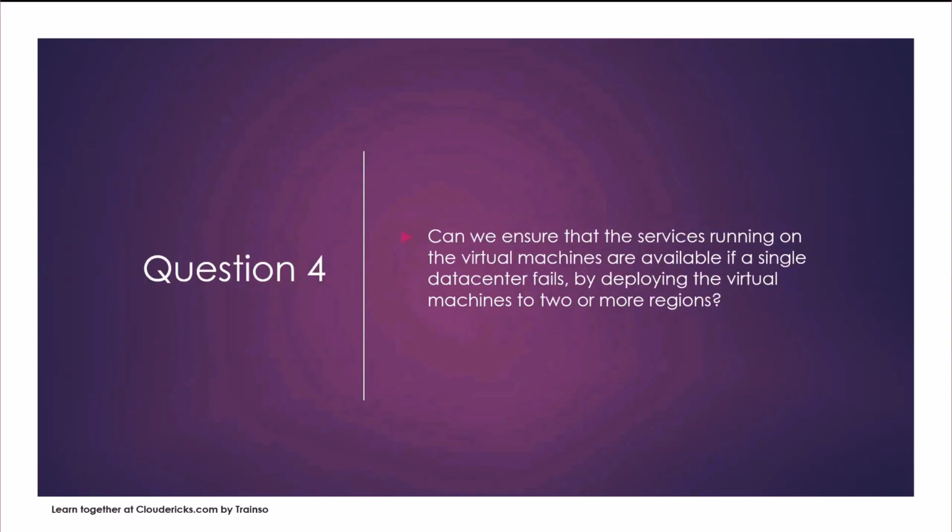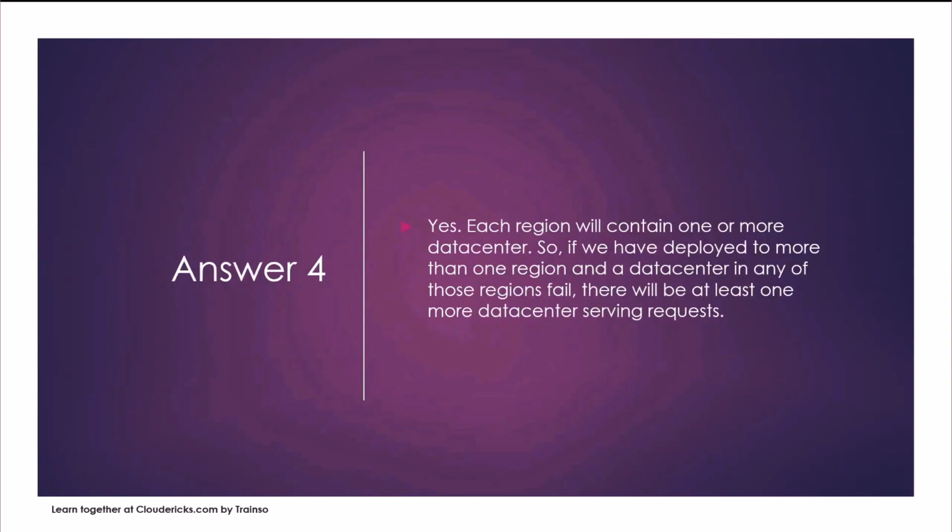Question 4. Can we ensure that services running on virtual machines are available if a single data center fails by deploying the virtual machines to 2 or more regions? Yes, each region will contain 1 or more data centers. If we have deployed to more than 1 region and a data center in any of those regions fails, there will be at least 1 more data center serving requests.